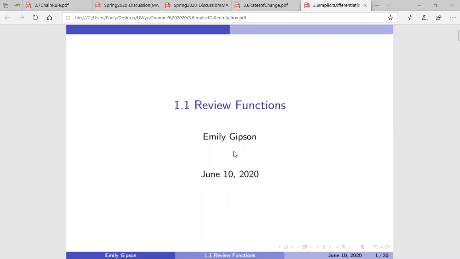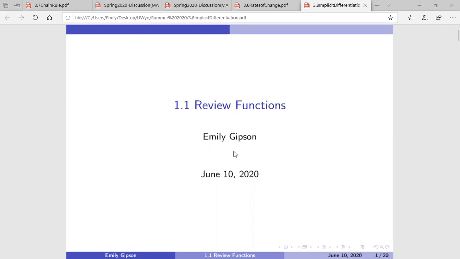Good afternoon. Today we're going to start with section 1.1 and then eventually move into section 3.8, which is going to be our main focus today. Today there's only going to be one video because this topic is pretty dense and you might want to spend a little bit of time getting used to the idea of what's going on here.